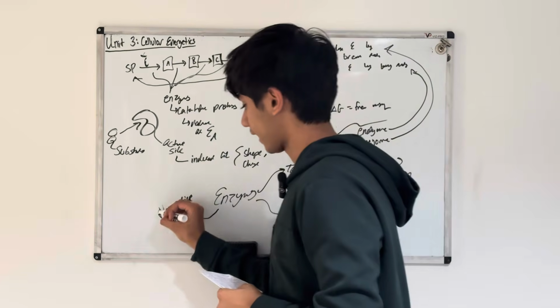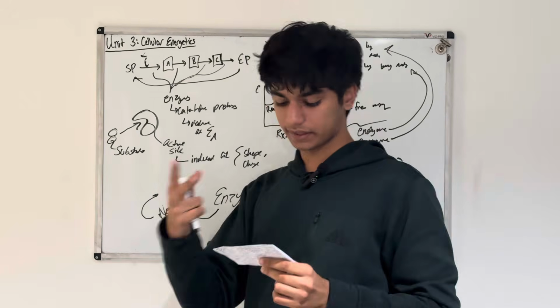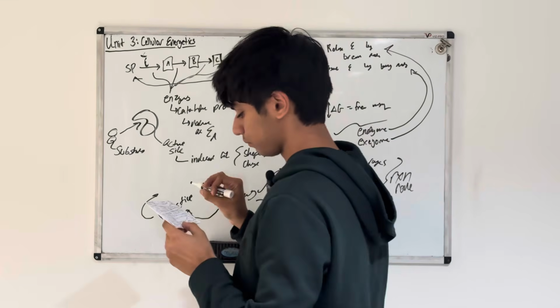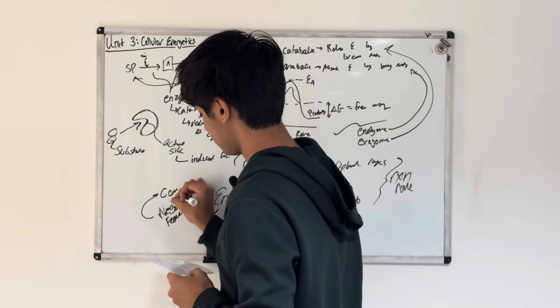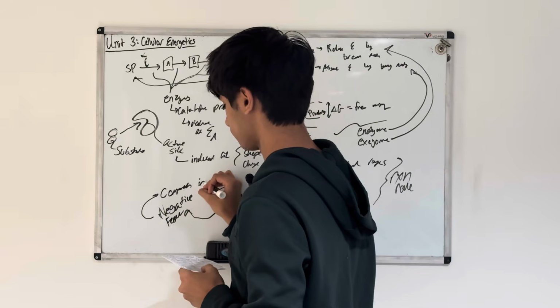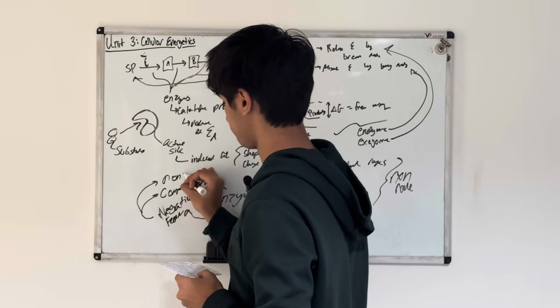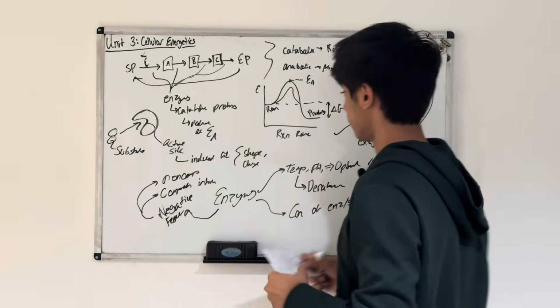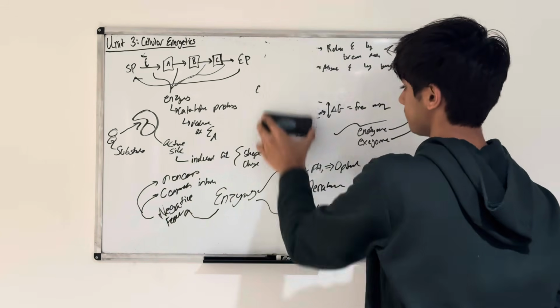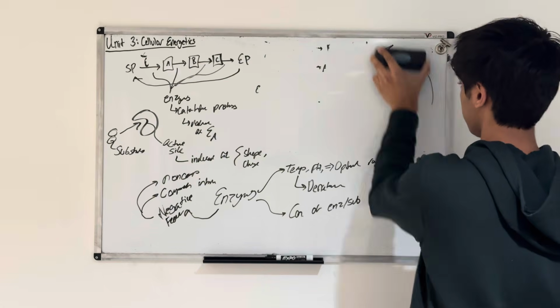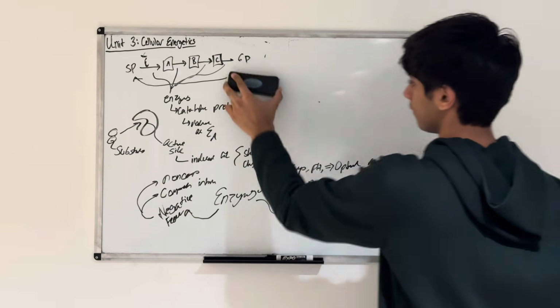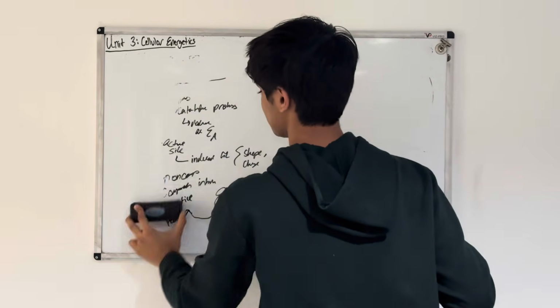With negative feedback, we use two types of inhibition for enzymes. We use competitive inhibition to stop enzymes, and we use non-competitive, or allosteric, inhibition. So for competitive inhibition, if we imagine an enzyme, let me just erase all this quickly.